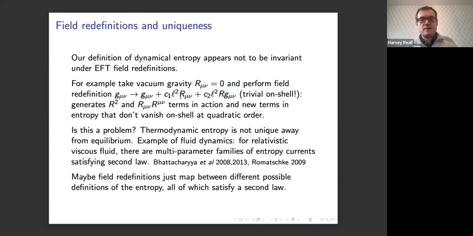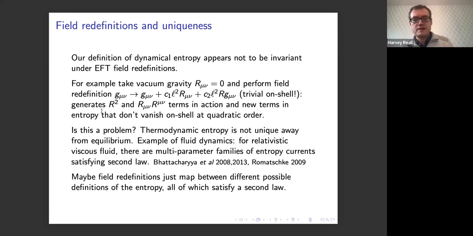So we shift the metric by a term proportional to R mu nu and a term proportional to R times the metric, with arbitrary coefficients C1 and C2. Notice this is trivial on shell. So on shell, R mu nu vanishes. And this is important because we want to compare the horizon before and after the field redefinition. And of course, the definition of the horizon depends on the metric. So if we change the metric, we would change the location. But since this is trivial on shell, we don't have to worry about that issue.